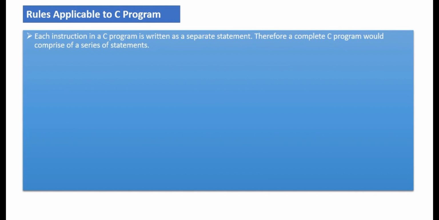Rules applicable to C program. Now before we begin with our first C program, do remember the following rules that are applicable to all C programs. Now each instruction in a C program is written as a separate statement. Therefore, a complete C program would comprise a series of statements.